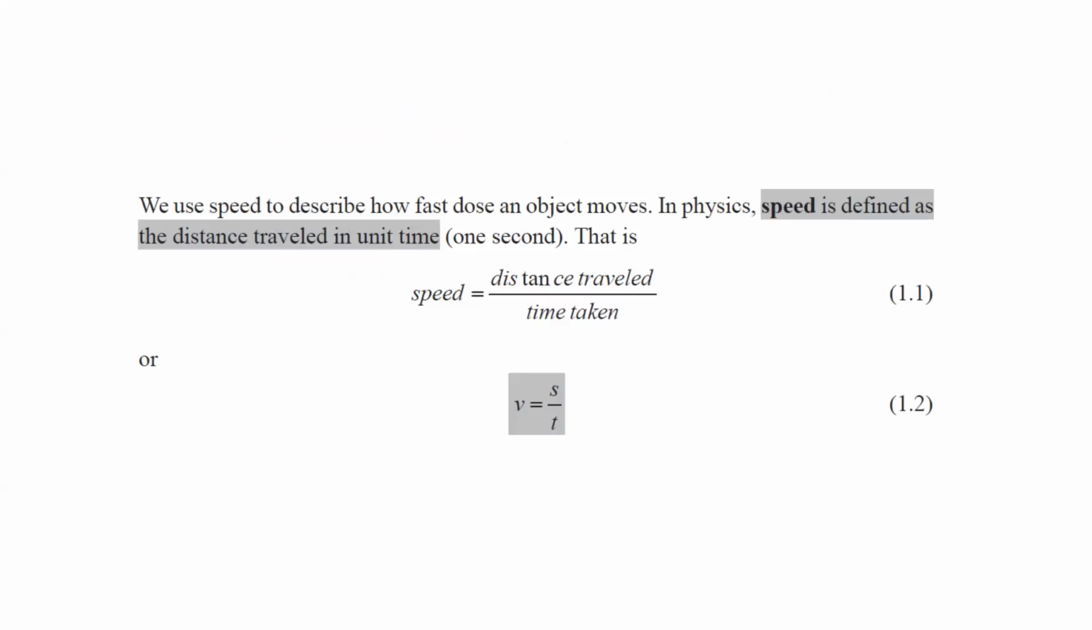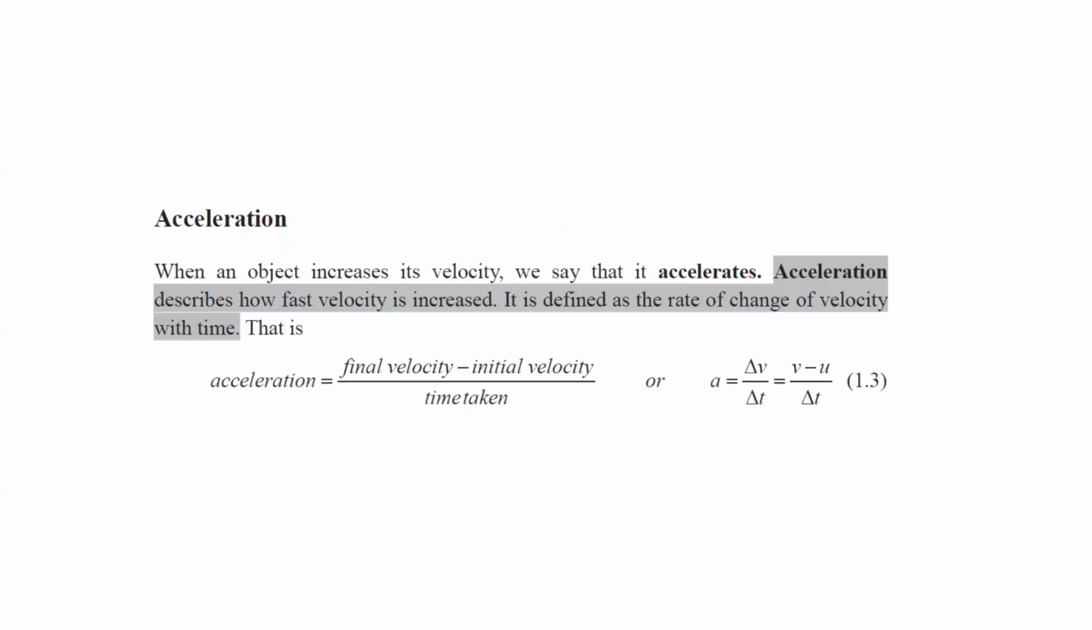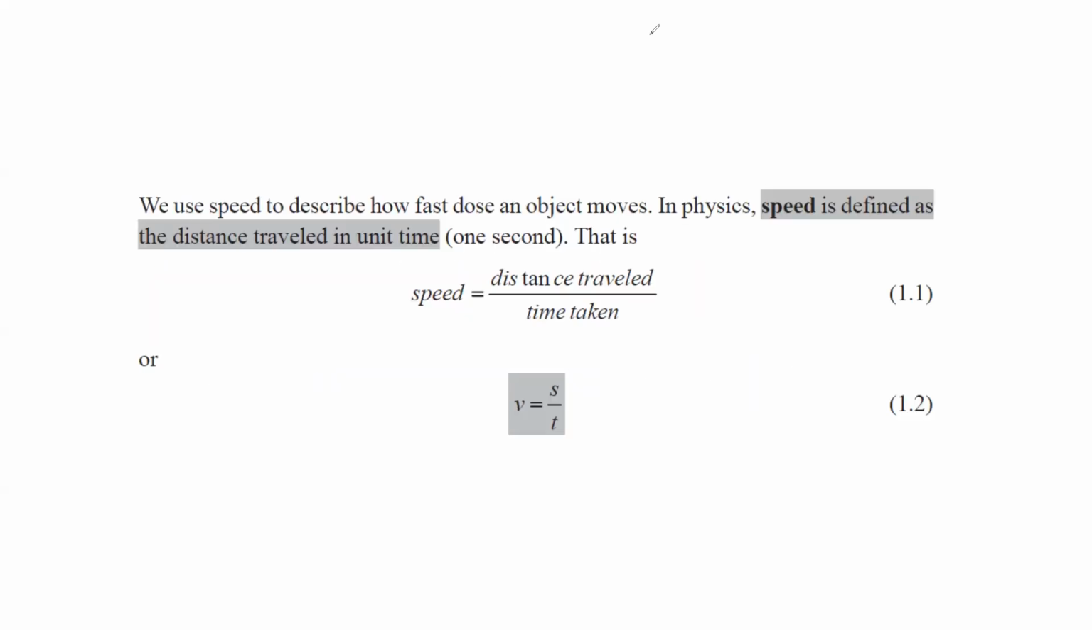Then the definition of speed, how we define the term speed. We use speed to describe how fast the object is moving. So speed is defined as distance traveled in a unit time. How much distance is traveled by the object in a unit time, we call that speed. Speed is a scalar quantity, so the total distance divided by total time gives the speed. But what about the velocity? The same thing, but velocity is displacement divided by time.